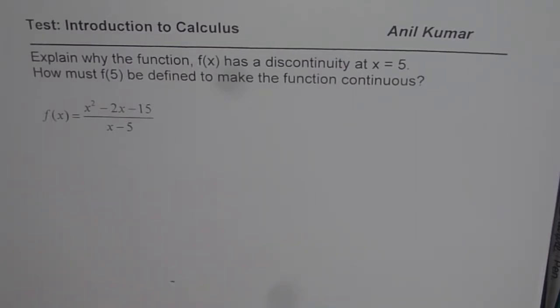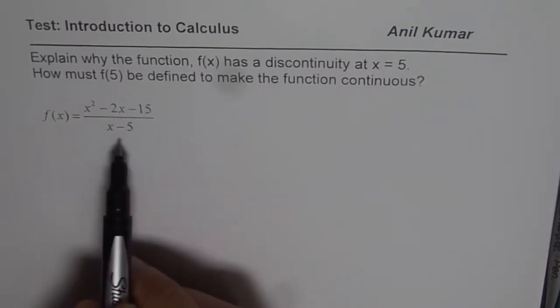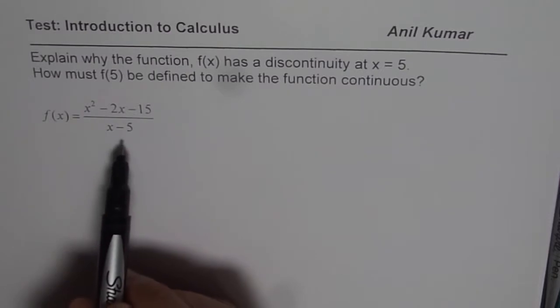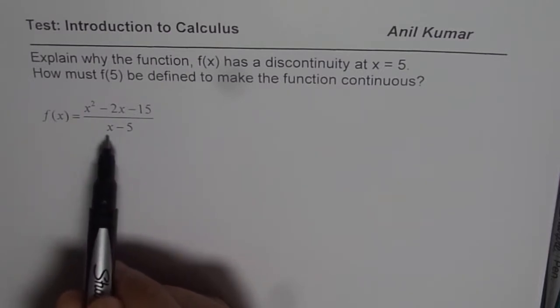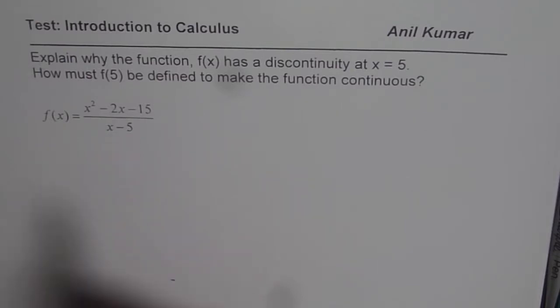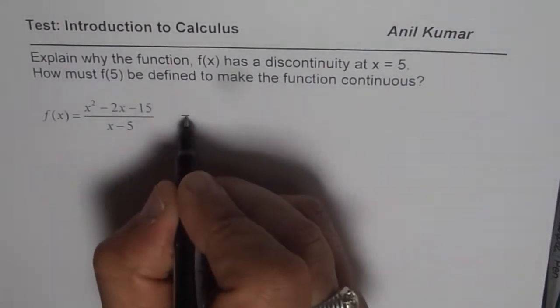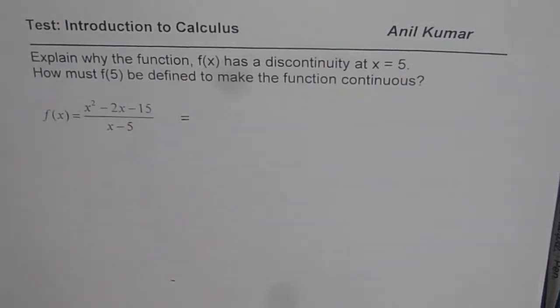Now, what I observe in test papers is that some of the students will jump to conclusions and say, well, the function is discontinuous at x equals 5 because of a vertical asymptote, since x minus 5 is in the denominator. Well, that will be wrong. So don't jump to conclusions immediately. Try to think a bit more.